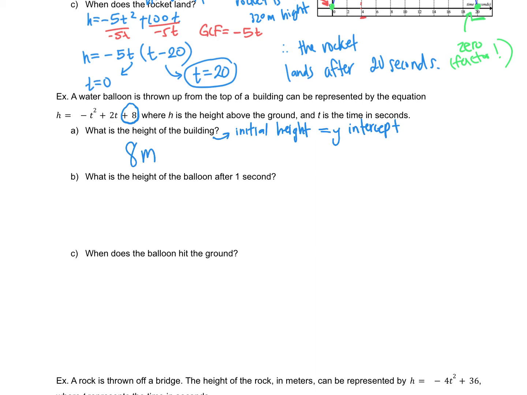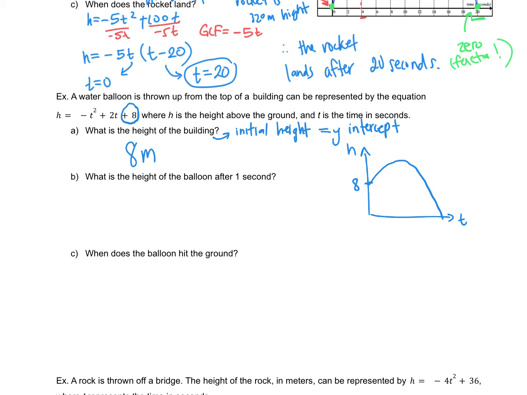Okay, now one little thing I like to do is drawing a sketch for myself. If I know that the y-intercept is 8, I know I'm going to have time here, and I'm going to have height here. The y-intercept is 8, and just thinking about how something might be thrown, it's thrown upwards, and then because of gravity, it comes back down. Now, there's no accuracy to this, but at least I have a little visual to guide me through. All right, what is the height of the balloon after 1 second?